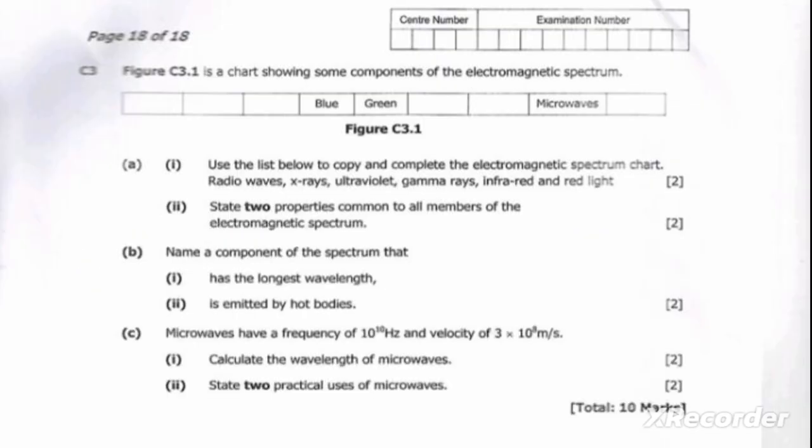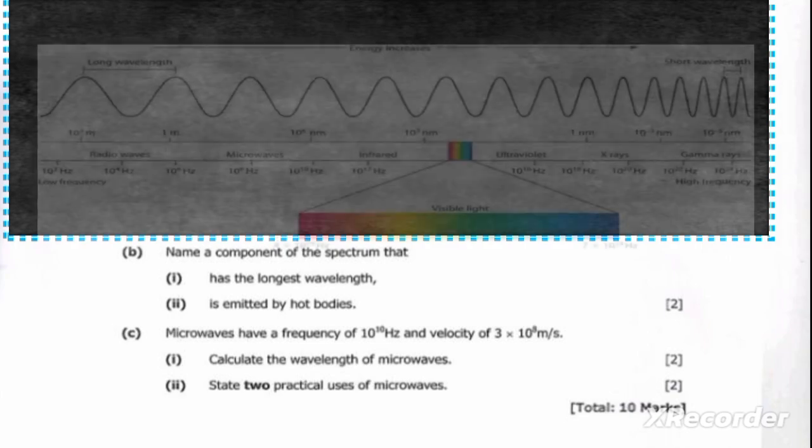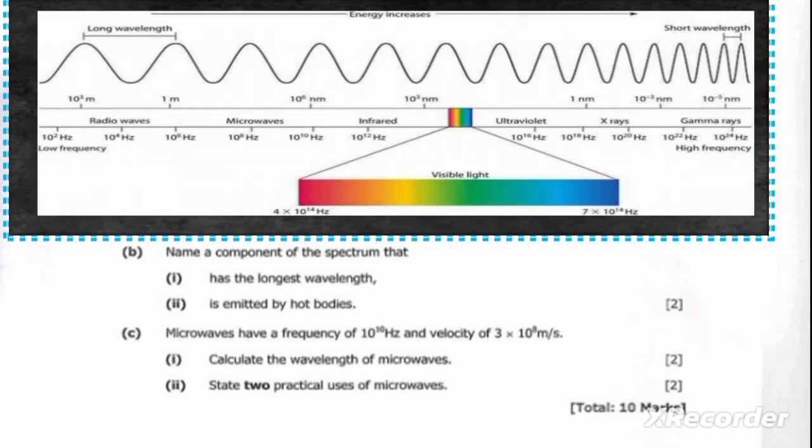Let us move to the next question, which is question B. Name a component of the spectrum that Roman numeral 1 has the longest wavelength. So, the component of the spectrum that has the longest wavelength is radio wave, as indicated here. We can see that radio wave has the longest wavelength as compared to gamma ray. Gamma ray has the shortest wavelength. So our answer here is radio wave.